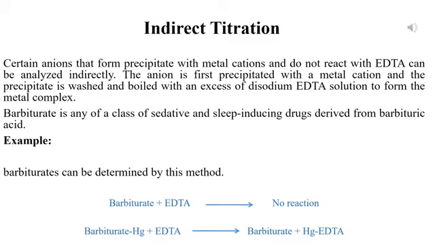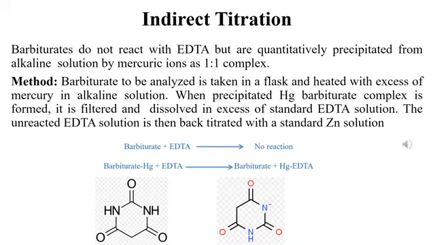If barbiturates are directly titrated with EDTA, there will be no reaction. So for this purpose, we can use mercurous. So barbiturates cannot be directly titrated with EDTA because they do not react with EDTA, but they can be quantitatively precipitated from alkaline solution by mercury ions as a 1:1 ratio complex.